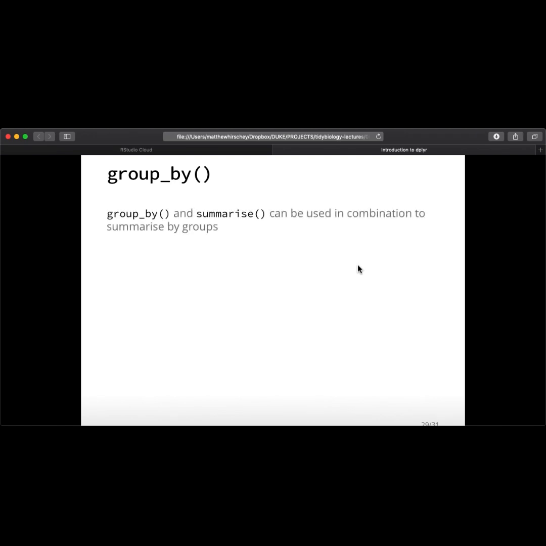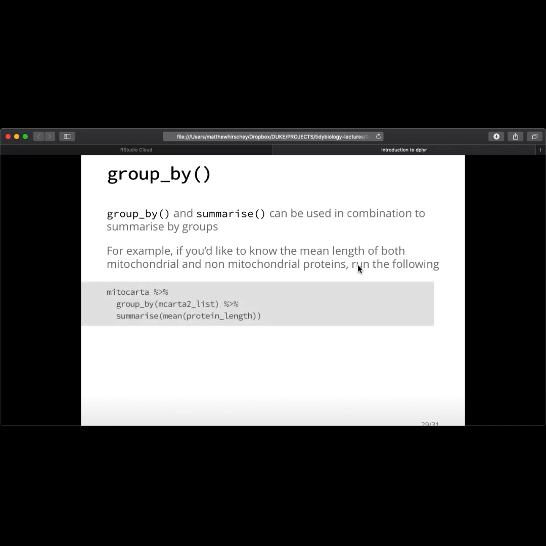The final verb we'll be covering is group by. And as I said previously, group by and summarize work really nicely in tandem. In this example, I'm using the mitocarta dataset to work out the mean length of proteins that are both mitochondrial and non-mitochondrial. The mitocarta dataset has this variable called mcarta2_list, which contains one of two values, 0 or 1. If it contains a 1, that means the protein is mitochondrial. If it contains a 0, that means the protein is not mitochondrial.